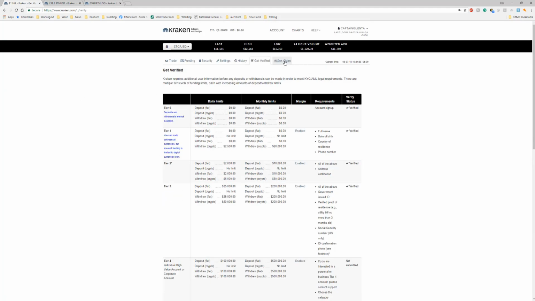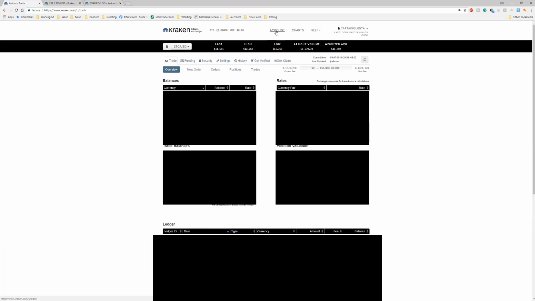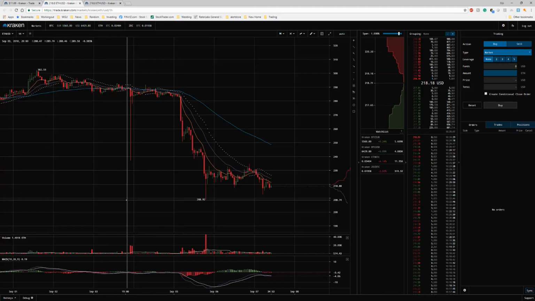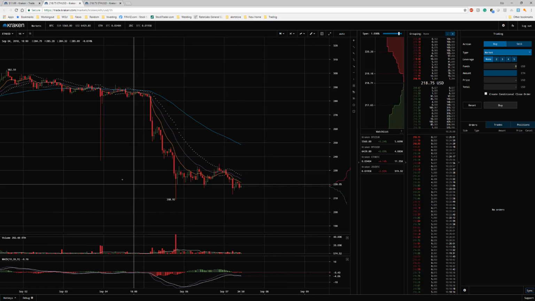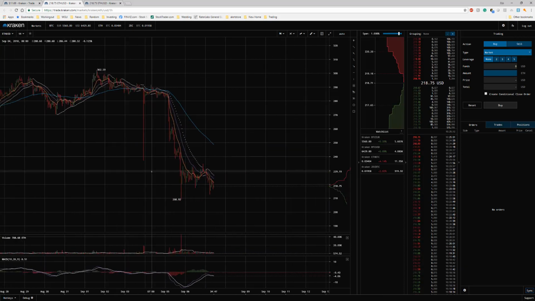Okay. Mt. Gox claim. This is no longer in use here on Kraken, and it's really not worth spending a lot of time going over. So again, the main page of Kraken is right here. Well, if you click on account, then that's just going to bring you over to the same tabs that we had right here. And the trading on Kraken used to be done here, but now they've come out earlier this year, 2018, with this site where they have their own, mostly proprietary charting software.